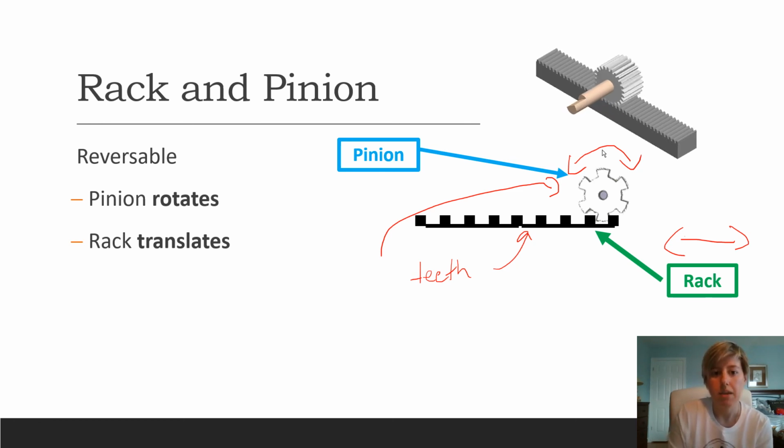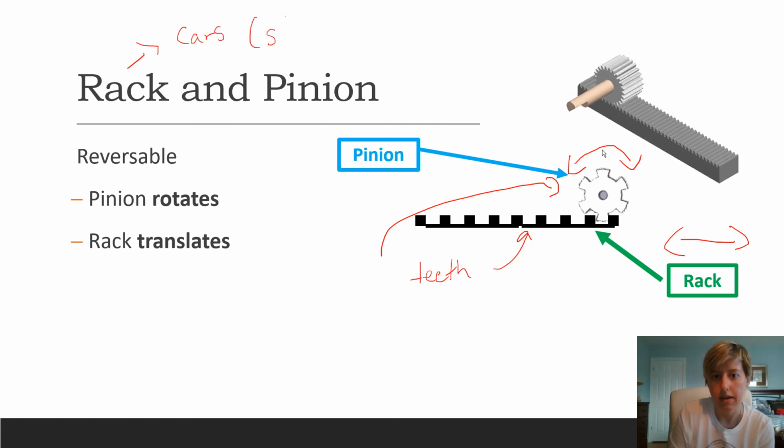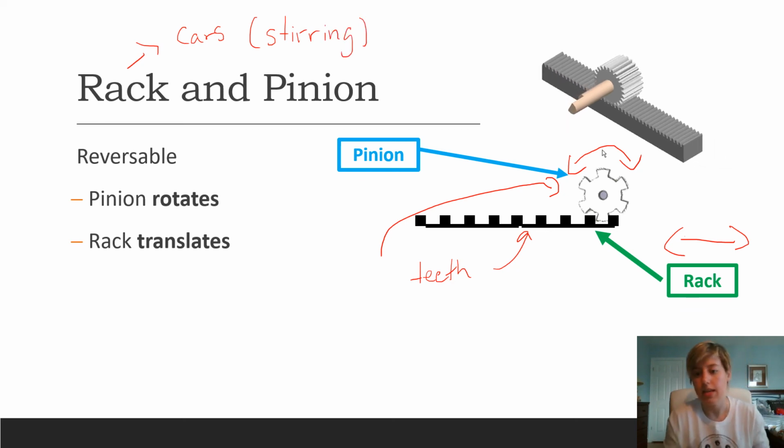Where we find rack and pinions, we actually find them in cars. And they're actually involved in steering. The steering wheel is actually connected to the pinion, and then the two front tires are connected to the rack.